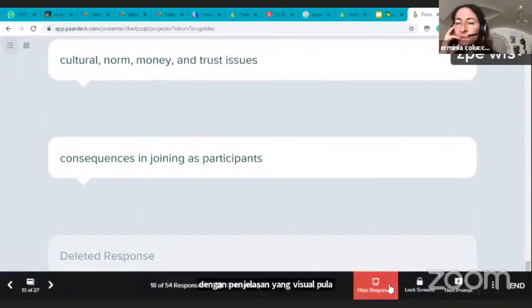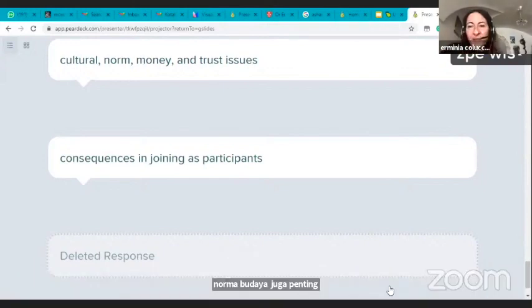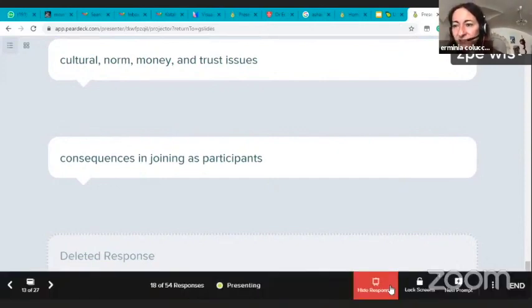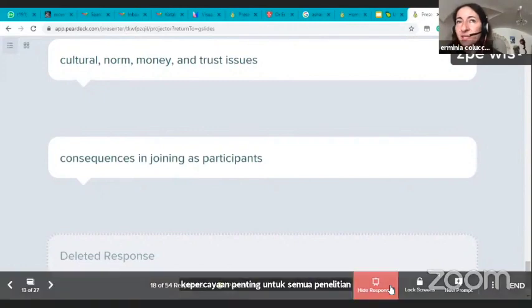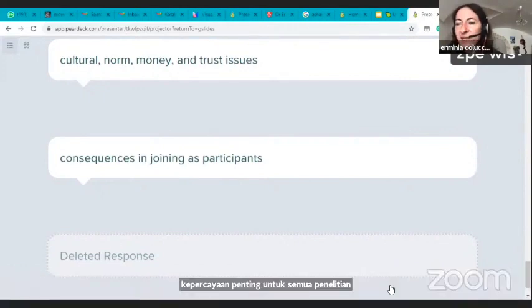Cultural norms are also very important. Money, I'm not sure what you mean there. If you can tell me something about money. Trust is very important in all research that we do, particularly mental health research, which is very sensitive. But with visual mental health research, because of the nature of the method we are using and the potential distribution of the images, trust is particularly important.